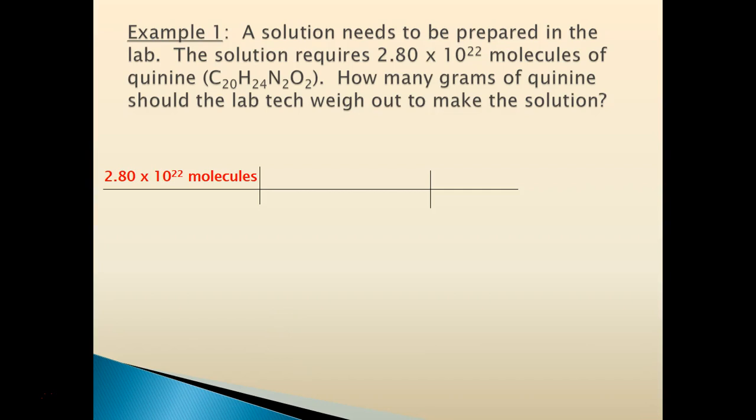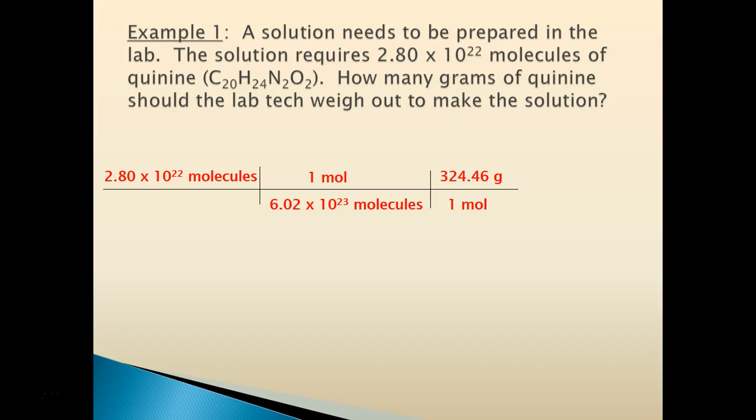Now first I'm going to convert molecules into moles, so I'll use the Avogadro's number conversion factor that says that 1 mole of anything equals 6.02 times 10 to the 23rd molecules. Now if I did the math now, we would see that molecules would cancel out and I'd be left with moles. So my answer would be in moles. Since I'm asked for grams, I need to do one more step. So now I'm going to use the molar mass conversion factor for quinine that says that 1 mole of quinine is equal to 324.46 grams.